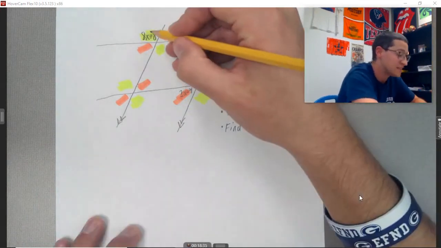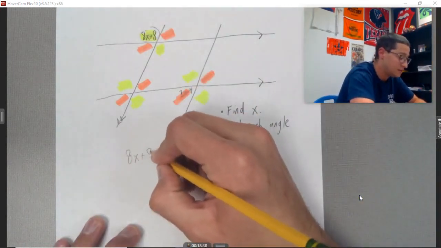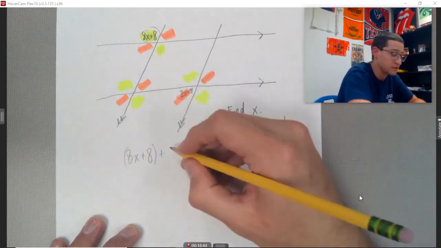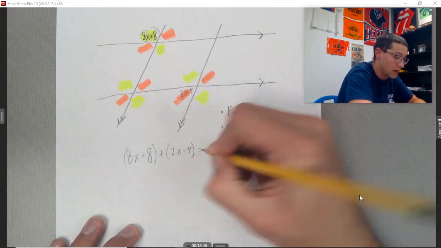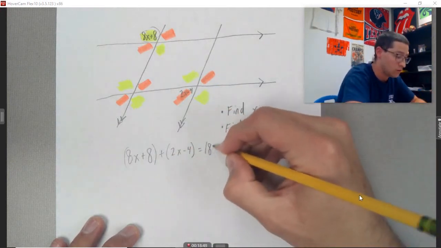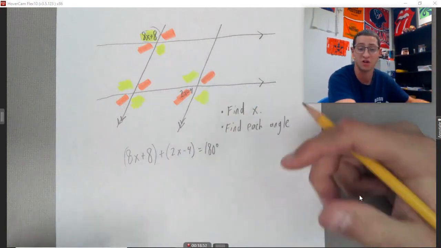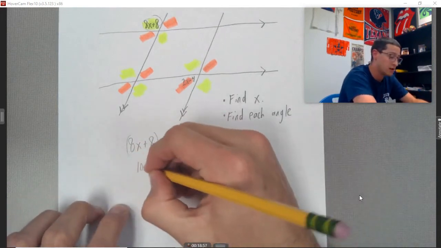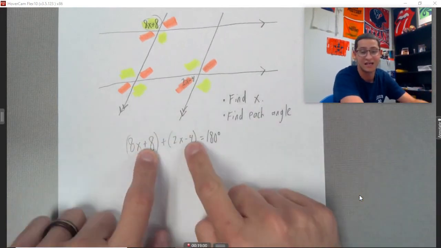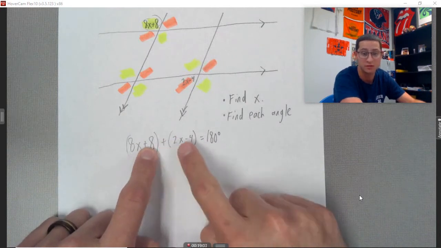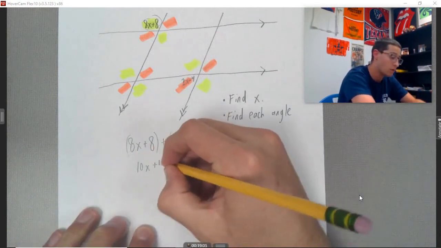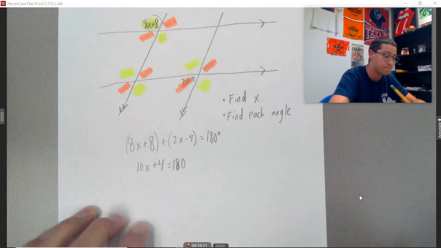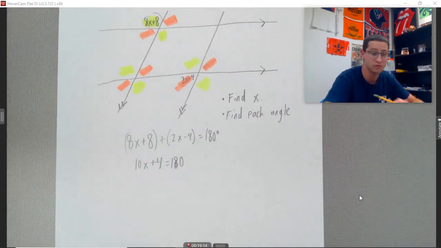So what I have to do is take this, 8x plus 8, and add it to 2x minus 4. And I know those have to add up to 180. From here I'm doing the algebra. I combine my like terms. I've got 8x and 2x, which combines to 10x. Then I've got 8 and the minus 4, so 8 plus minus 4 gets me just 4. Then I've got equals 180. I will subtract 4.